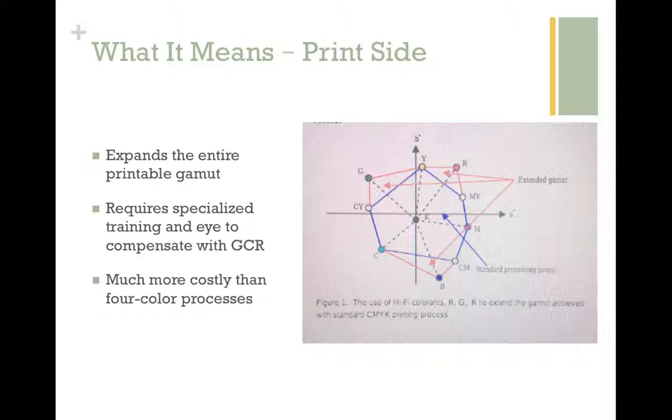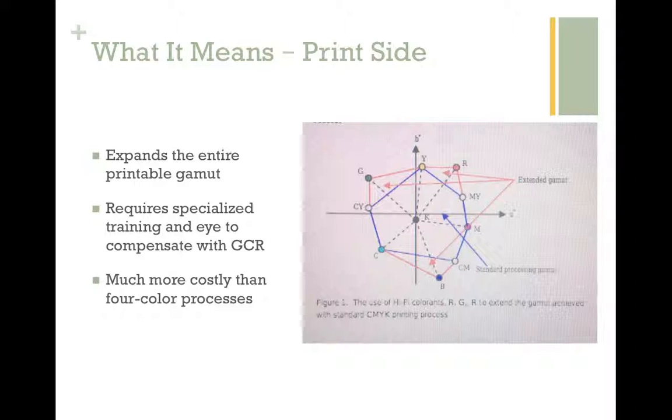So for the print side, it really overall means that the gamut printable is much larger than the traditional 4-color printing process. It does require specialized training and an eye to compensate with specific color correction techniques because there are all of these other colors involved or more saturated versions of these colors. So it takes a lot more to fine-tune with gray component replacement, as well as different spot checking here and there and bringing down certain tone values if they get a little bit too saturated depending on the image.